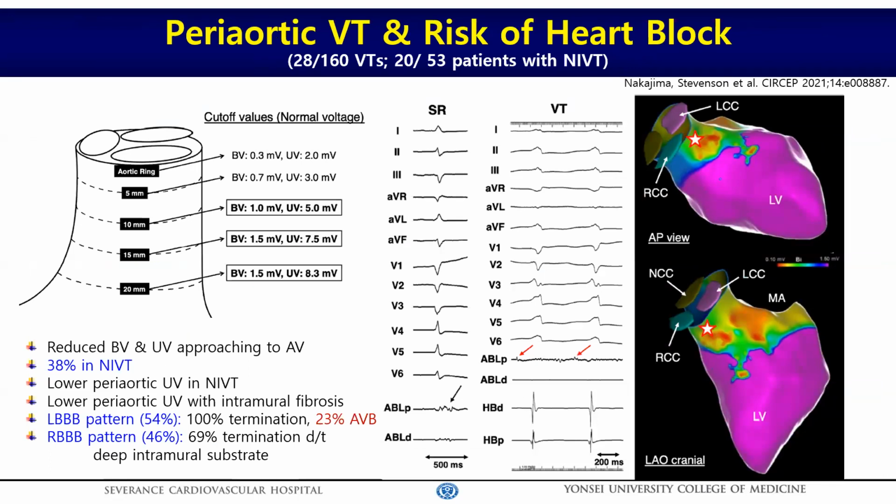Stevenson reported the sophisticated mapping of periaortic VT in patients with non-ischemic cardiomyopathy. Periaortic VT substrates were mapped in over 38%, and the proportion of VT showing LBBB and RBBB patterns was half and half. In the case of the LBBB pattern, it was easy to terminate, but showed a 23% chance of heart block. In contrast, in the case of the RBBB pattern, the VT target exists more laterally and shows only a 70% chance of termination due to the deep intramural substrate.